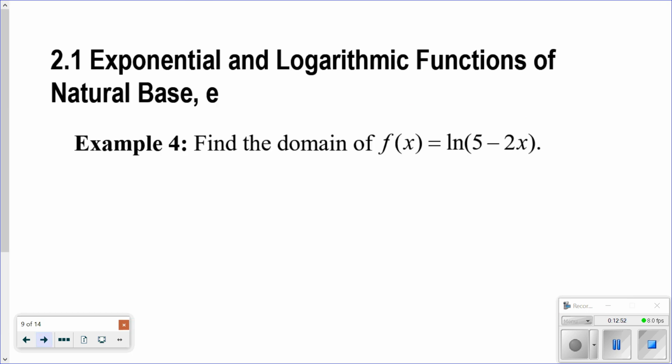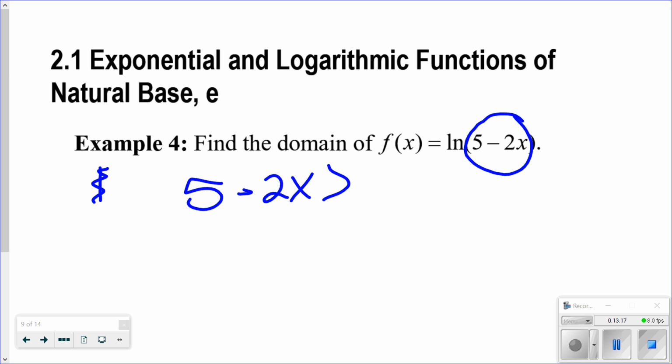Okay, so let's find the domain of this one. I have to keep this 0 or bigger. And actually, I should say bigger than 0. So I want 5 minus 2x to be greater than 0. I can't take the natural log of something that is 0 or less.